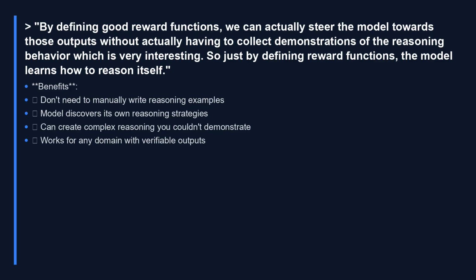The implications here are significant. You don't need to manually write reasoning examples. The model discovers its own strategies. It can develop reasoning approaches you wouldn't have thought to demonstrate. And it works for any domain where you can define a verifiable reward. Does the code run? Is the math answer correct? Does the output match the expected format? The model learns to reason in order to satisfy the reward signal, not because it was shown how.